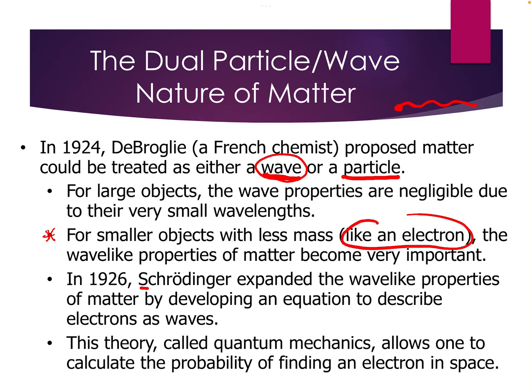So in 1926, Schrödinger expanded the wave-like properties of matter, and he developed an equation to describe electrons as waves. He took those particles, those electrons, and said the particles are going to act like waves, and here's a mathematical equation for how they act. His whole theory is called quantum mechanics, and it allows you to calculate the probability of finding an electron in space. So Schrödinger has finally figured out how the electrons are behaving in the atom, and we're able to much better model what the electrons are actually doing.